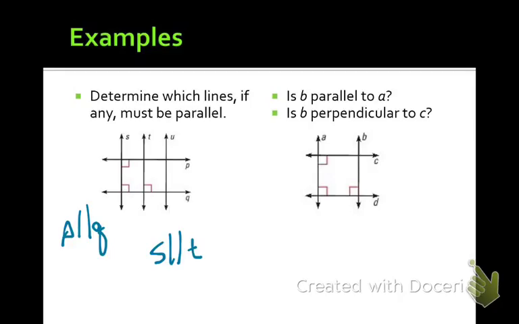Now next, is B parallel to A, and is B perpendicular to C? Is B parallel to A? Yes, because they're both perpendicular to the same line. Is B perpendicular to C? Well, now that we know that A and B are parallel, and A is perpendicular to C, then that means B has to be perpendicular to C. So yes. Even though it's not marked in the picture, we know that that's got to be true.